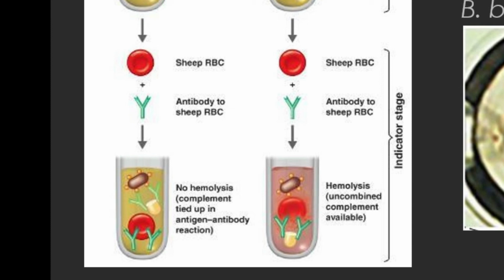So on the left-hand side, you see just that. You see these antibodies bound to the red blood cell antigen. Notice, though, that the complement does not bind to the constant region at the back end of the antibodies because complement is already tied up in that antigen-antibody reaction with antibodies from the patient. And so in this case, a lack of hemolysis is indicative of a positive result.